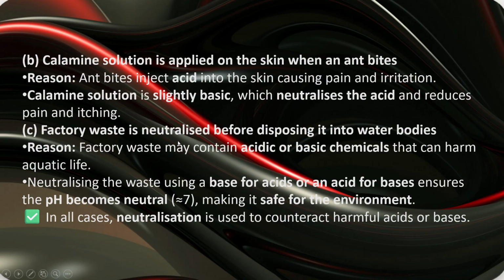3. Factory waste is neutralized before disposing it into water bodies. Reason: factory waste may contain acidic or basic chemicals that can harm the aquatic life. Neutralizing the waste using a base for acids or an acid for bases ensures the pH becomes neutral, that is 7, making it safe for the environment. In all cases, neutralization is used to counteract harmful acids or bases.